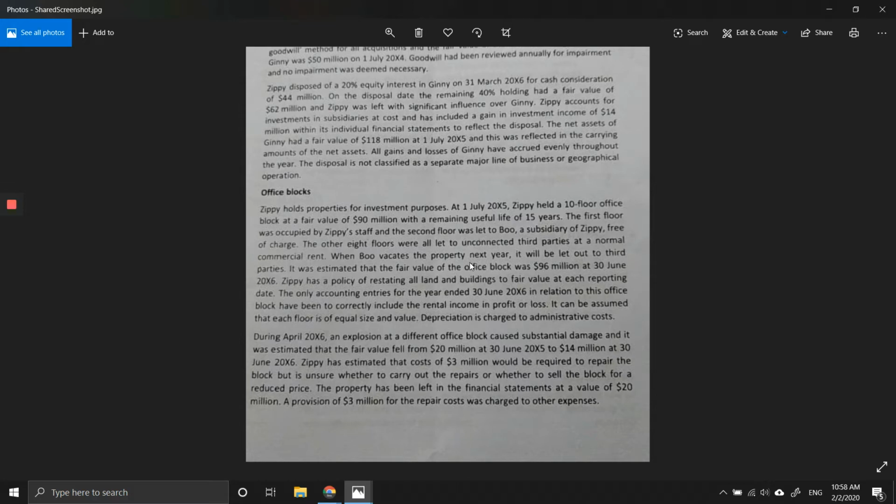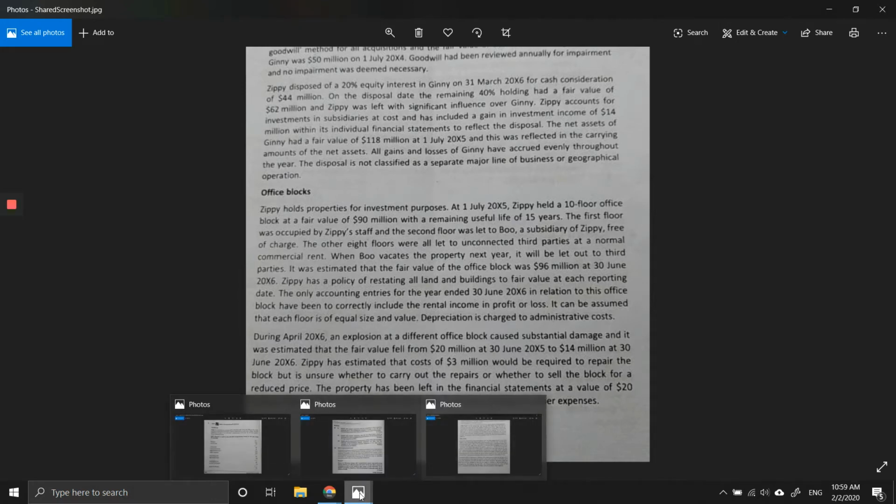So we are only preparing for 30th June 2006, so we don't need to worry about that. All we need to worry about is the fair value revaluation of 96 million at 30th June 2006. Zippy has a group policy of stating all land and buildings at fair value at each reporting date. The only accounting entries for the year ended 30th June 2006 in relation to this office have been correctly included in the rental income in SOPL, okay?